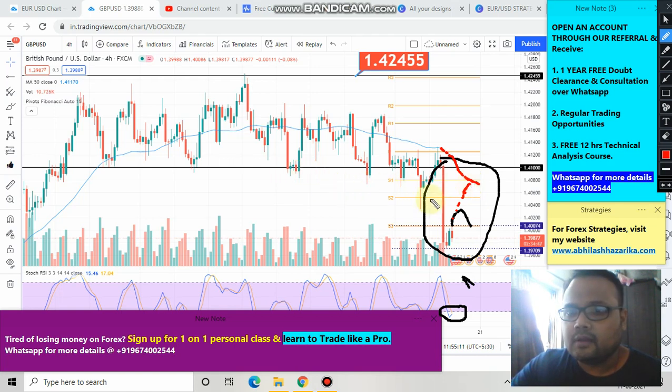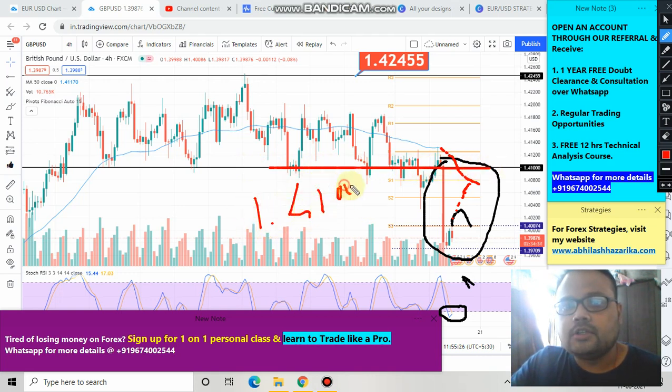Considering the present market position, the possibility is very less that the market will reach this position, because 1.4100, which was a strong support for the market, has become the resistance now. But still the gap is too much, so the possibility is very less that the market will go up from here and reverse from this price level.